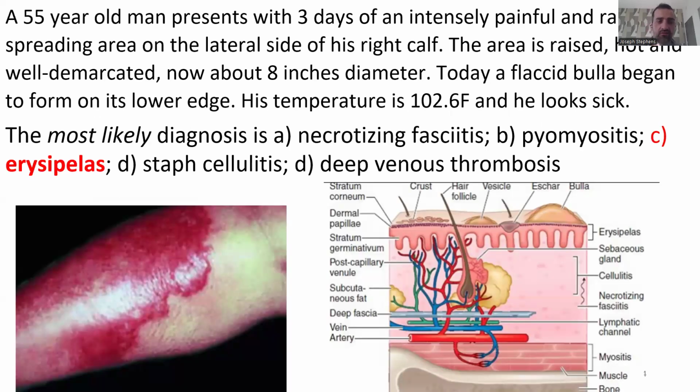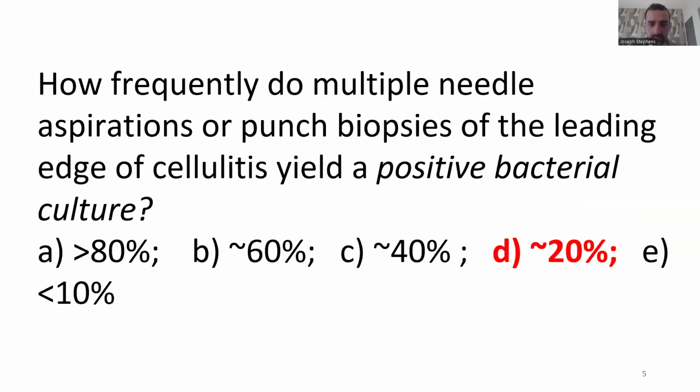The next question: a 55-year-old man presents with 3 days of intensely painful and rapidly spreading area on the lateral side of his right calf. The area is raised, hot, and well demarcated, now about 8 inches in diameter. Today, a flaccid bulla began to form on its lower edge. His temperature is 102.6 Fahrenheit, and he looks sick. The most likely diagnosis is erysipelas. The major giveaways here are the rapid progression and the very well demarcated border, which suggests that this is a very superficial soft tissue infection.